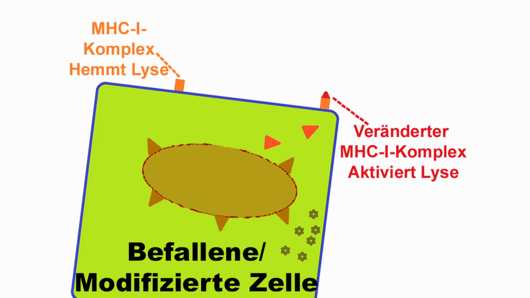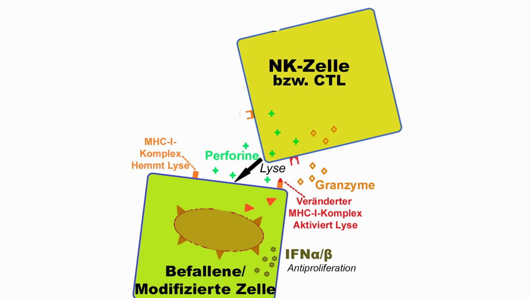Whereas the unmodified MHC1 complex inhibits lysis mediated by natural killer cells and cytotoxic T lymphocytes, the altered MHC1 complex activates the release of perforins and granzymes from the lysosomes of natural killer cells and cytotoxic T lymphocytes. Due to the perforation by perforins, the granzymes, proteases, can penetrate the affected or changed cell and destroy it.